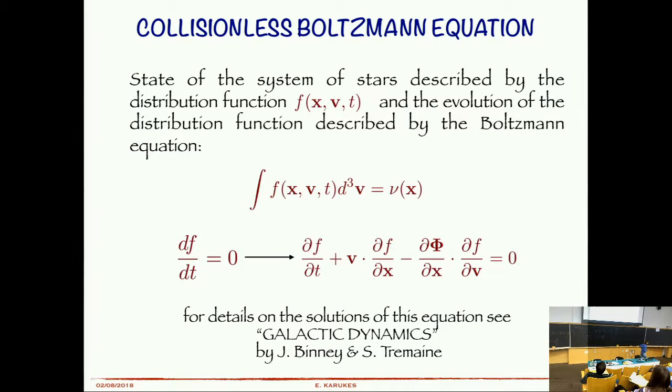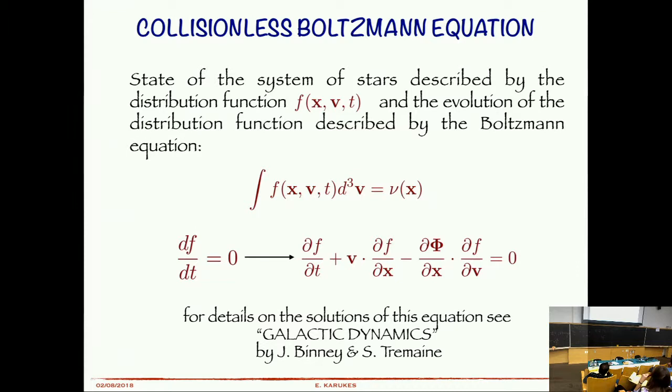So in order to describe the state of the system of stars, in this case the stars in these dwarf spheroidal galaxies, you use the so-called distribution function that, as Fabio already showed here, is a function in six-dimensional phase space at a given time that contains the three components of the position and the three components of the velocity. If you take the integral of this function over all the possible velocities, you get the number density of stars. And in order to describe the evolution of this function, one can use the so-called Boltzmann equation, and in our case, it is the collisionless Boltzmann equation, because stars in galaxies are collisionless.